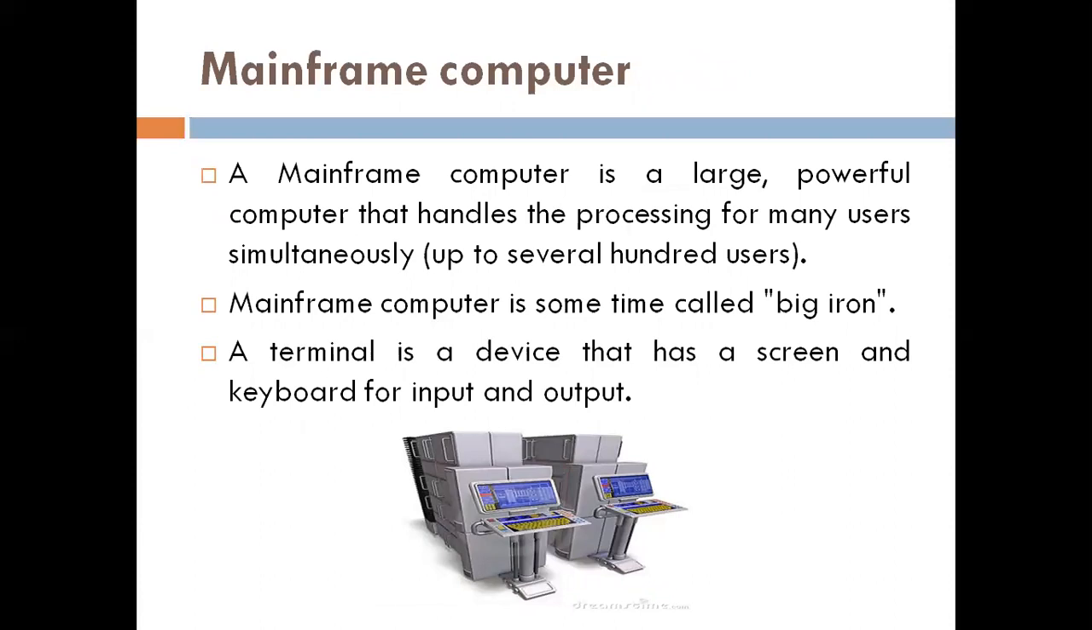Second one is the mainframe computer. A mainframe computer is a large, powerful computer which handles the processing for many users simultaneously, up to several hundred users. So mainframe is also known as big iron. In a mainframe computer, a terminal is a device which has a screen and keyboard for input and output. So it is more powerful than the personal computer.